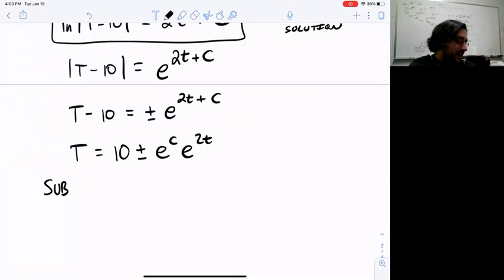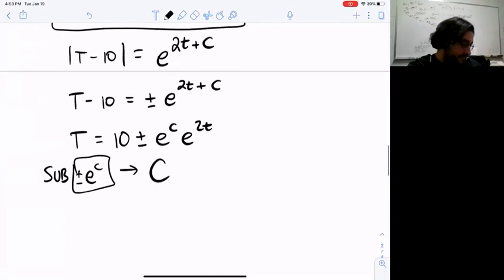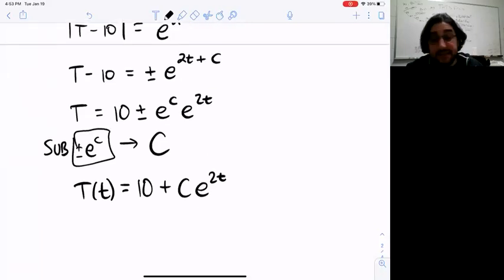So I want to clean up that constant, plus or minus e to the c, right? Call that just c, because plus or minus e to the c doesn't have any little t in it at all. So it's just some number, some constant. So just call that number c. So this becomes T of t equals 10 plus c e to the 2t. Great. This is the general solution, right?